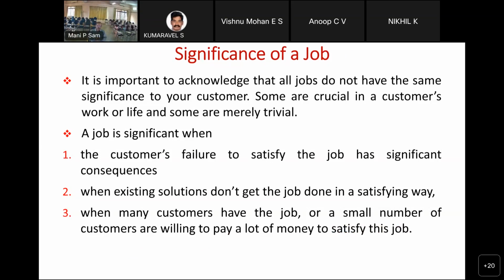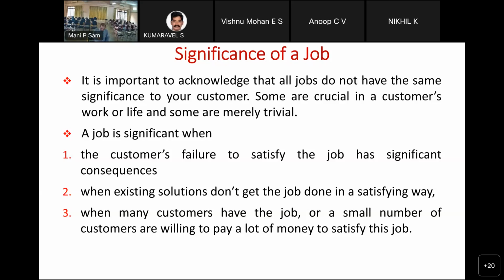There are three aspects you can look at. One is, what is the consequence of finishing this job? Does it have significant consequences, that the customer naturally will be interested in something which gives a gain or eliminates a pain? And second thing, your opportunity comes when existing solutions do not fully meet the customer requirements, or it doesn't fully eliminate the pain.